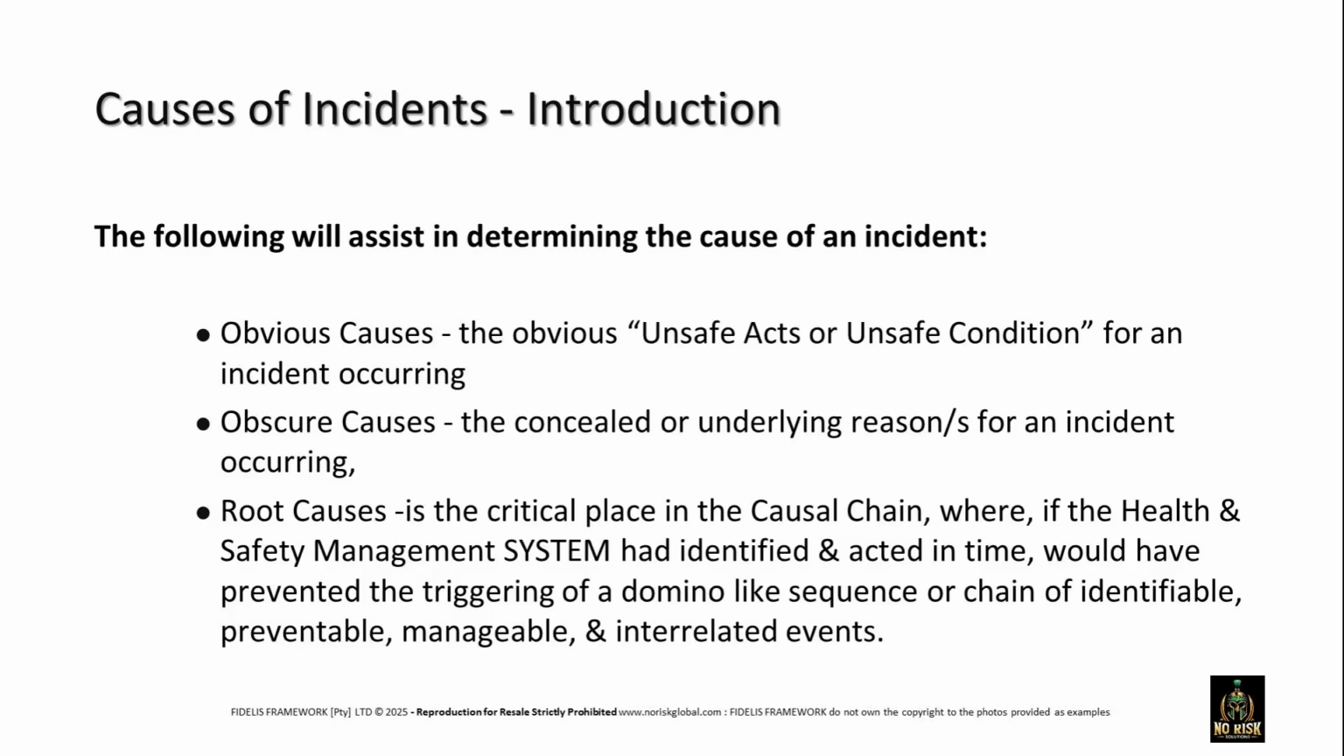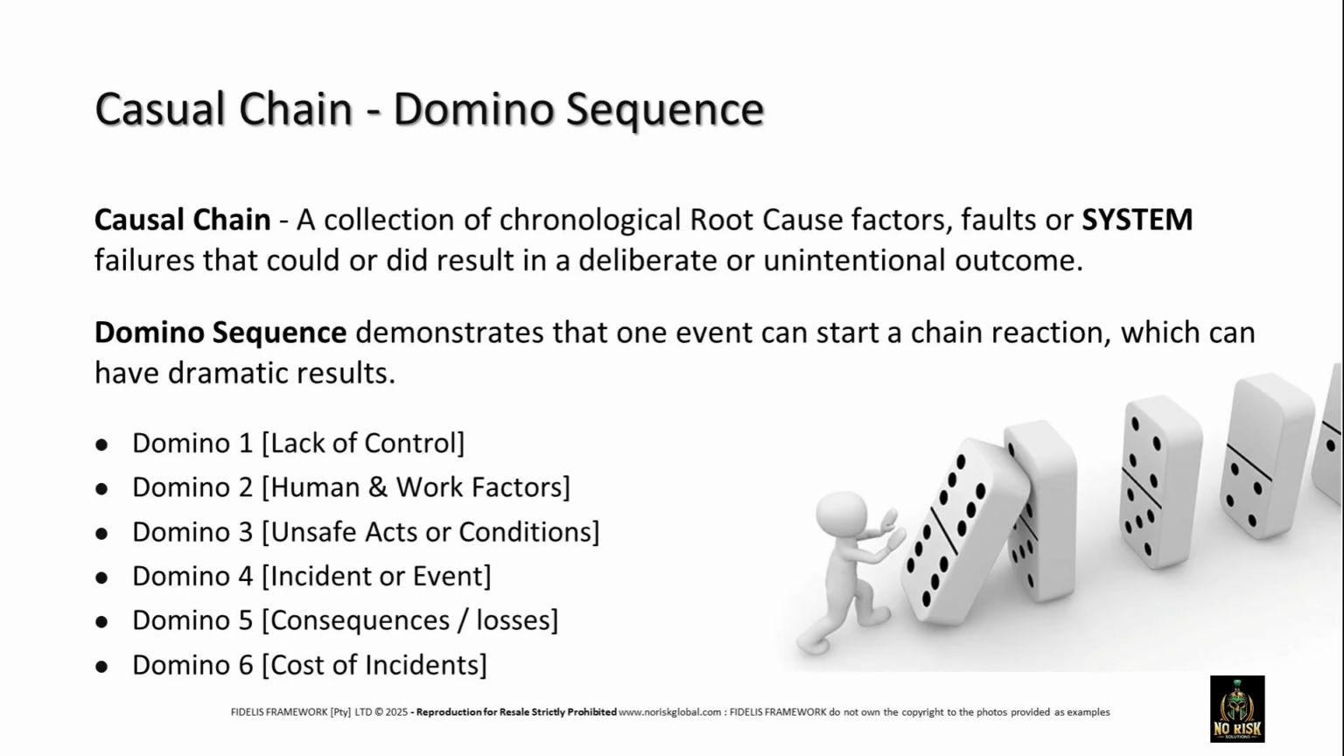To determine the cause of an incident, we must consider obvious causes, such as unsafe acts or conditions, and obscure causes, which are underlying reasons. The root causes are critical in the causal chain, and identifying them can prevent a domino-like sequence of events. The causal chain is a collection of root cause factors or system failures that lead to outcomes.